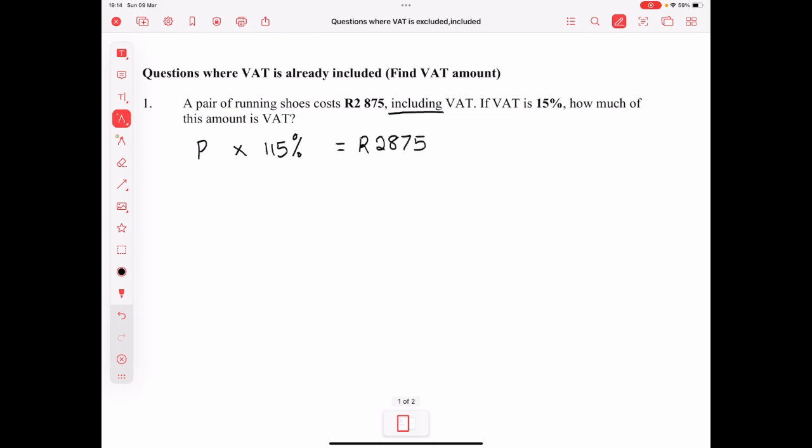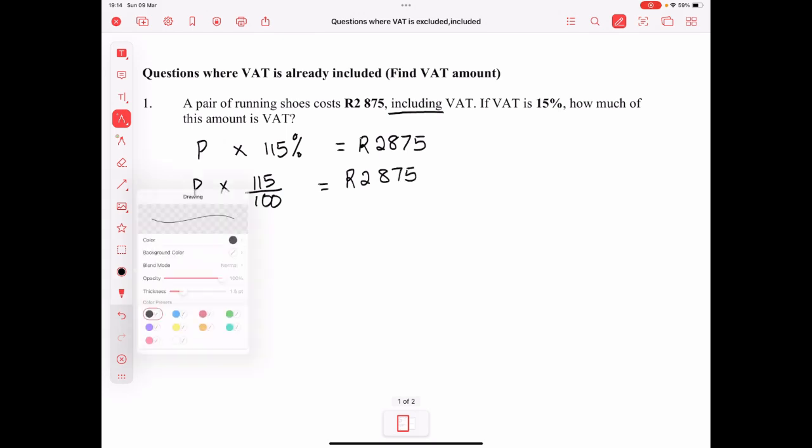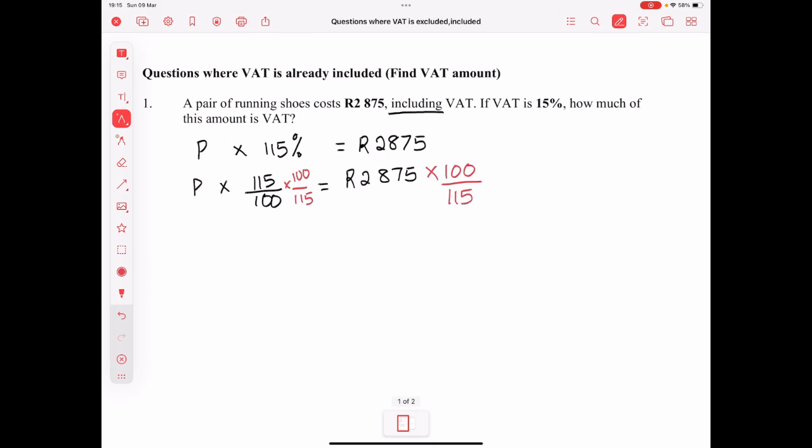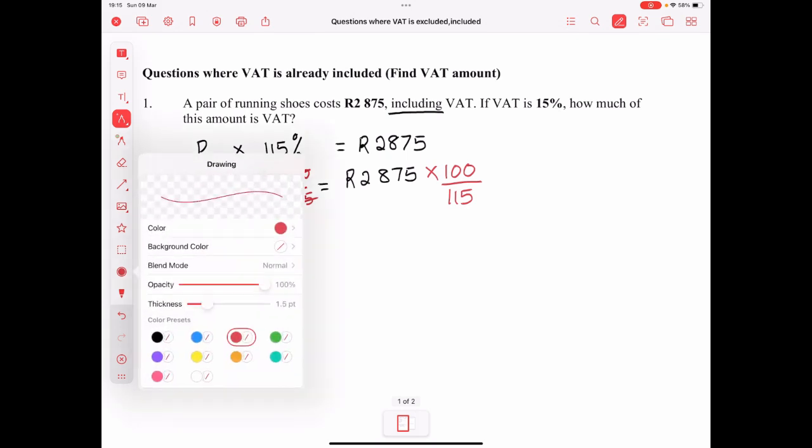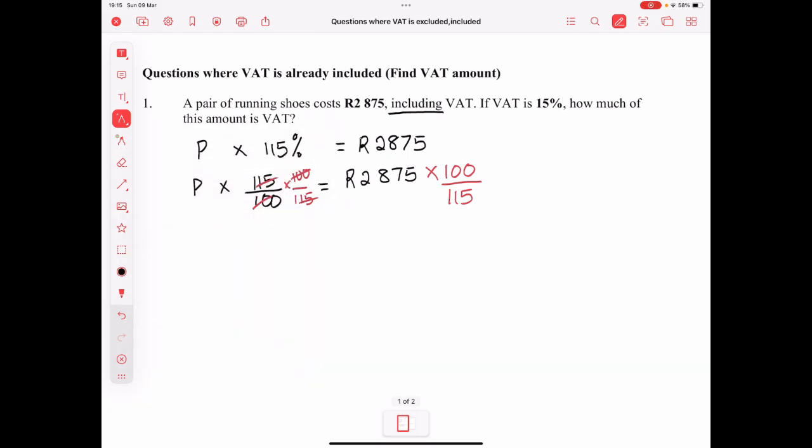2,875. Now there are so many ways you could do this. I'm going to start off with the one method, which is 115 over 100 equal to 2,875. Now there are many ways. If you prefer to tip in times, you're going to do this. You're going to say times 100 over 115. You're basically multiplying by its inverse times 100 over 115. So that would cancel out. And you're going to get left with, and you're going to choose the one you prefer. I'm going to show you three ways.